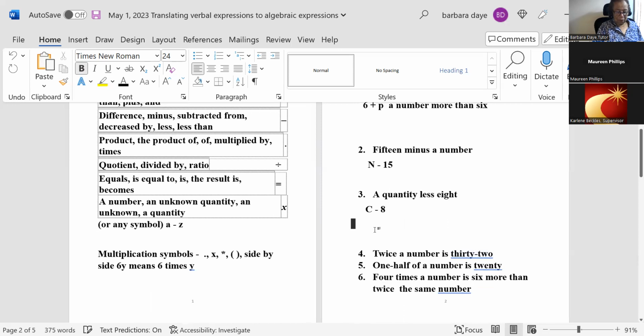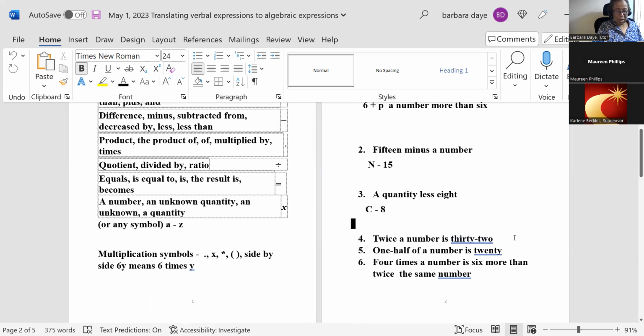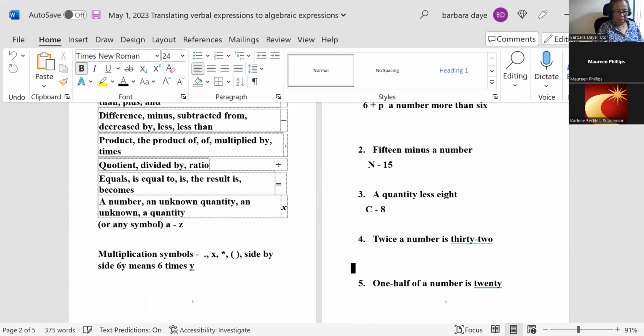number 4. Twice a number is 32. What would that answer be? Twice means what? 2. So what would we write? 2z. Yeah, that's good. 2z means twice the number z. Now finish it up, is 32.